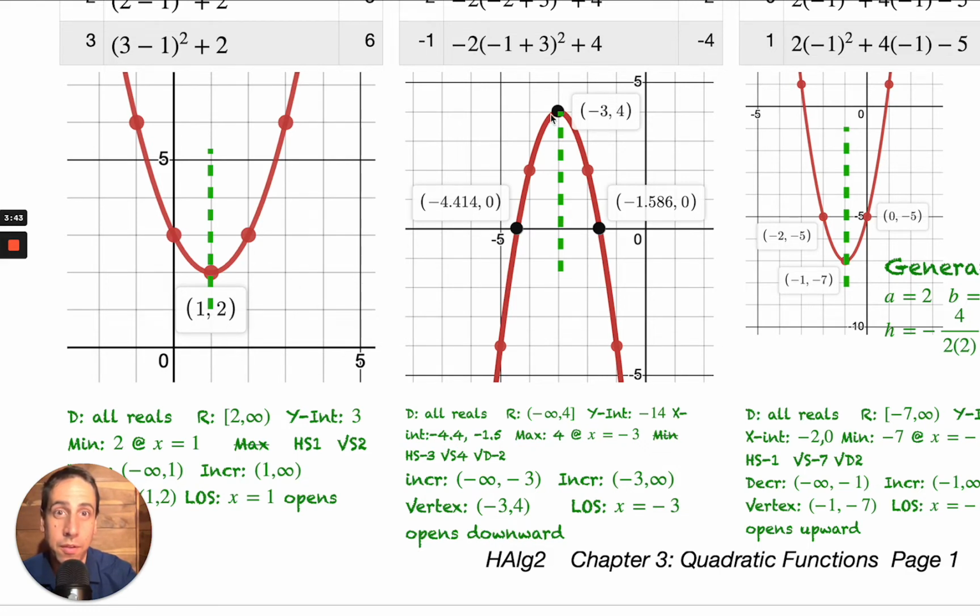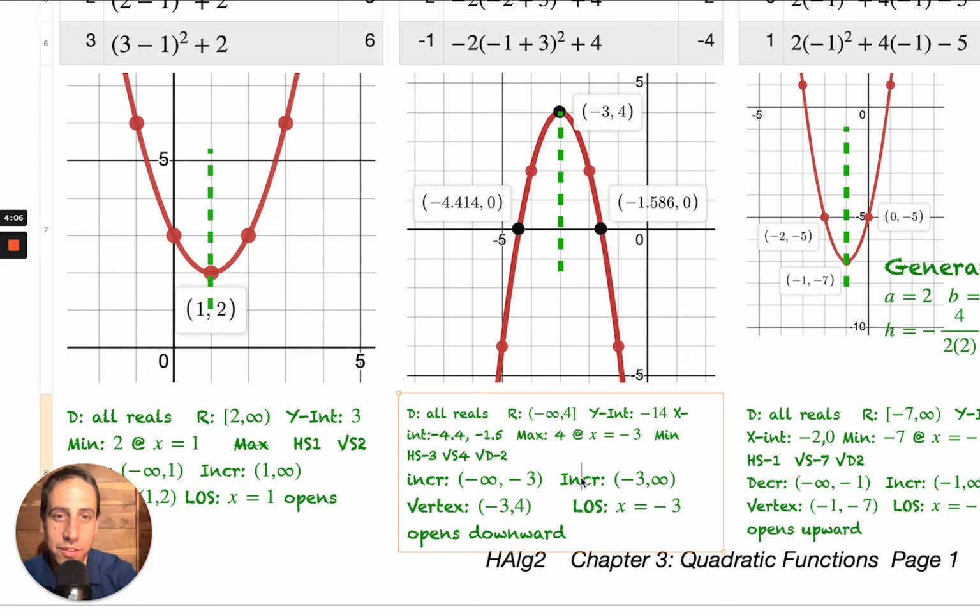It has a maximum of 4 at negative 3, and there is no minimum. It's a horizontal shift of negative 3, vertical shift of 4, and a vertical dilation of negative 2. It is increasing from the x values of negative infinity up to negative 3, and the x values from negative 3 to positive infinity, it is increasing. No, it is not. It is not increasing. It is in fact decreasing. Whew. Glad I caught that one. Vertex is at (negative 3, 4), and the line of symmetry is x equals negative 3. It opens downward. As you can see, it looks like an N, not a U. It's been flipped vertically.